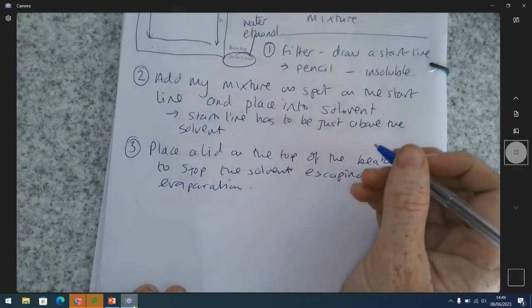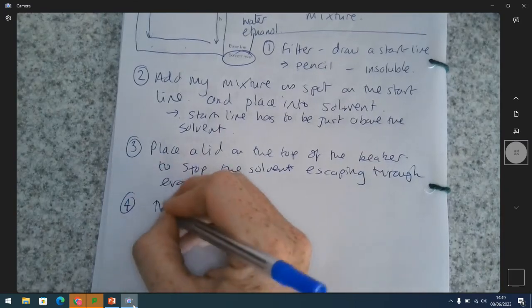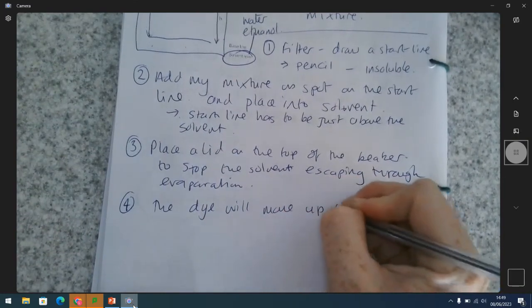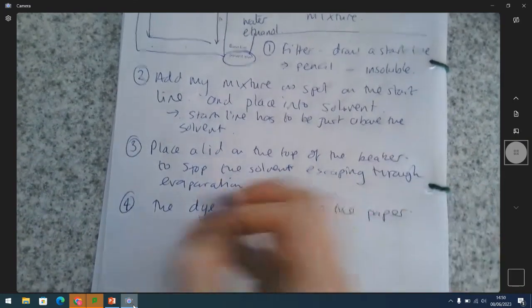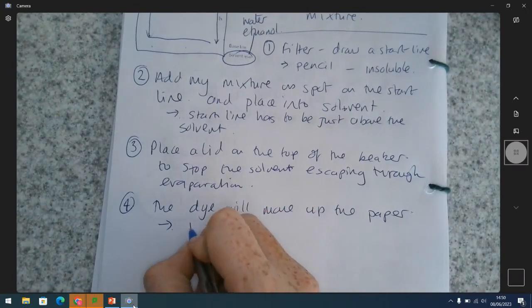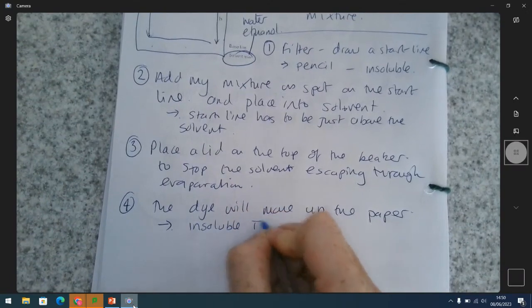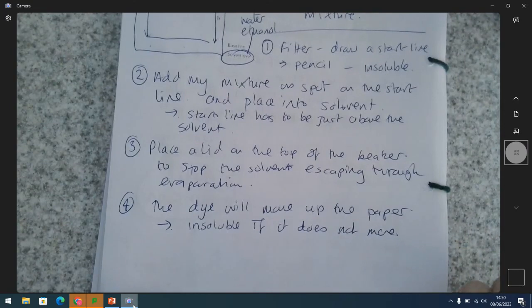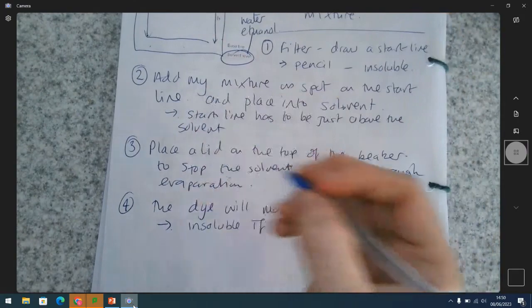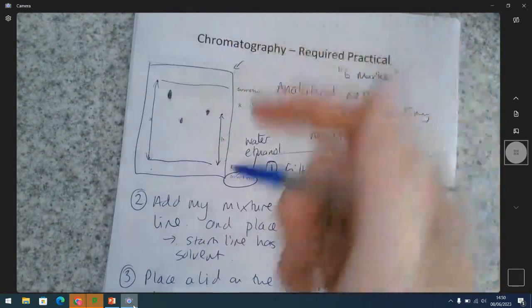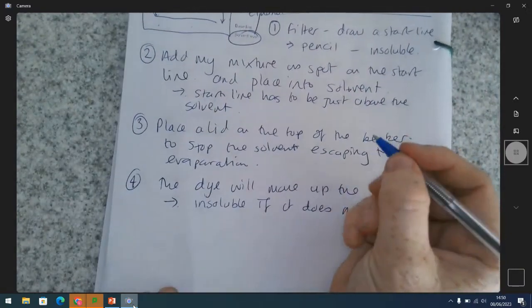What I do also want to highlight is that essentially the dyes will move up the paper. If it doesn't move up the paper, then we could actually say it's insoluble. Again, that could be a question you get asked. And they will separate out based on their solubility. The further up the paper it goes, the more soluble it is. So it is important that you know that.